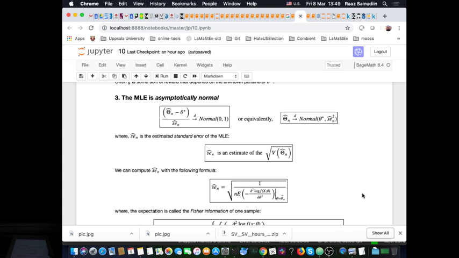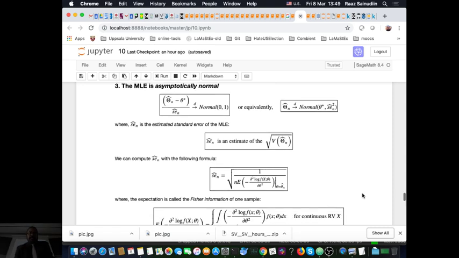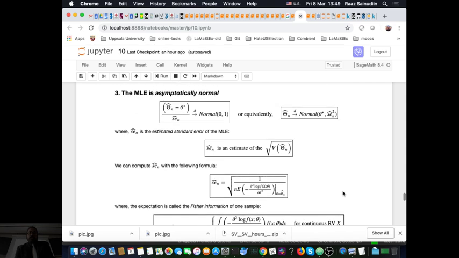So what is SE n hat? It's an estimate of the square root of the variance of the MLE. Because the MLE is a random variable, it has a variance, and its square root is just its standard deviation. So standard error is nothing but the standard deviation of this estimator. And this works for anything. And remember, theta n hat doesn't have to be just the sample mean or inverse of it for baby examples. It can be much more complicated.